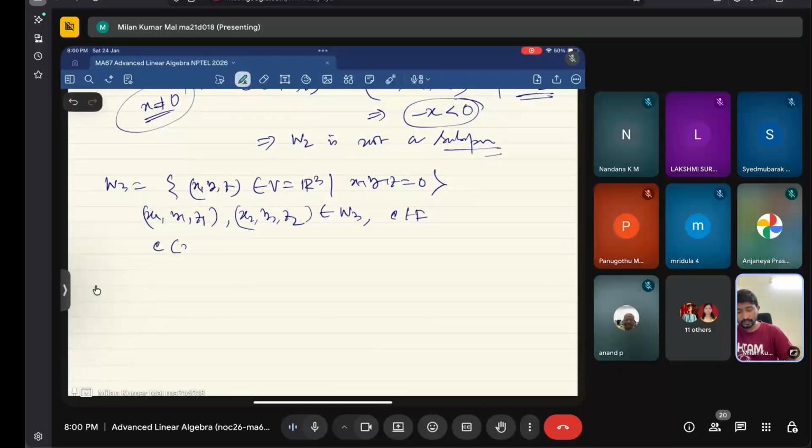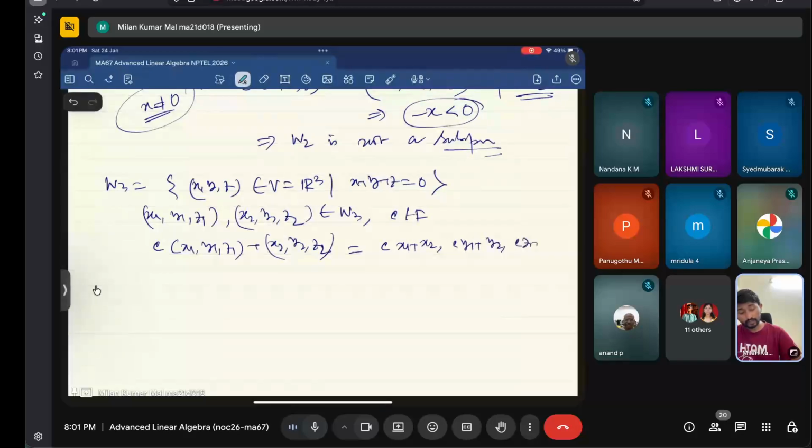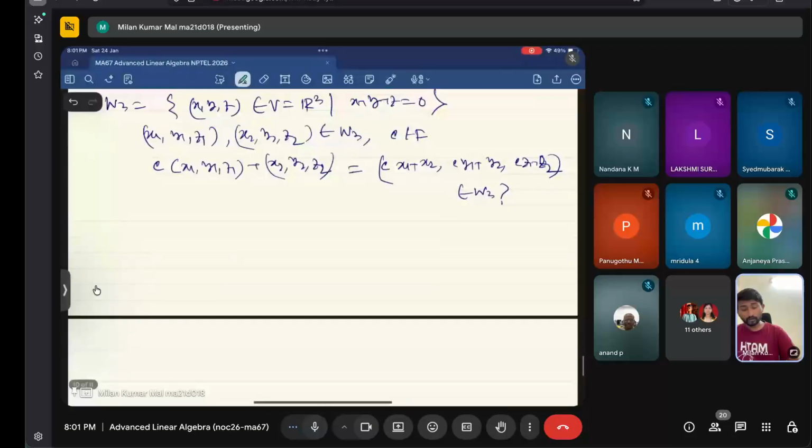So let's write c(x1, y1, z1) plus (x2, y2, z2). Here all are arbitrary terms. So this will be, I am writing directly, (cx1 plus x2, cy1 plus y2, cz1 plus z2). Now whether this is in W3 or not, this is the question. For that, I'll just take their sum, whether that becomes 0 or not. Okay, so let's take the sum of them.